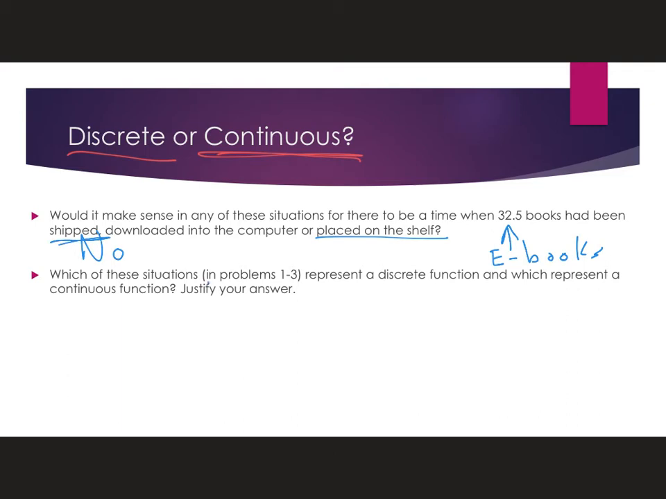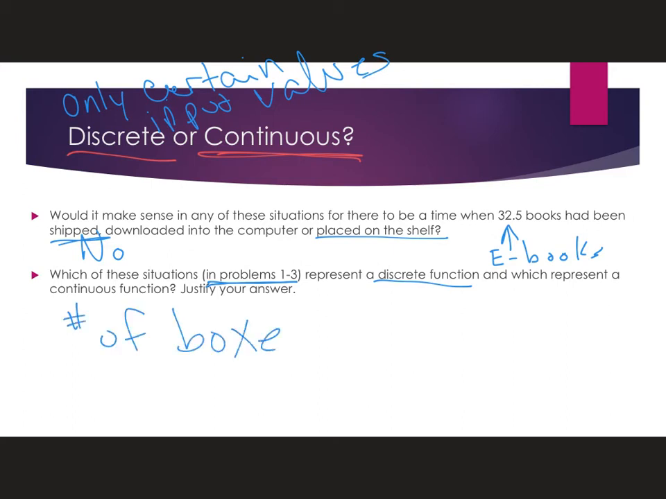Which of these situations, in problems 1 through 3, those first 3, present a discrete function? So a discrete function only has specific input values. Discrete functions have only certain input values. I get a certain number of boxes of books. That's discrete.